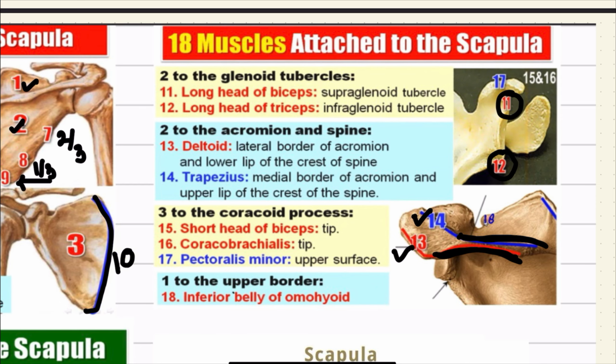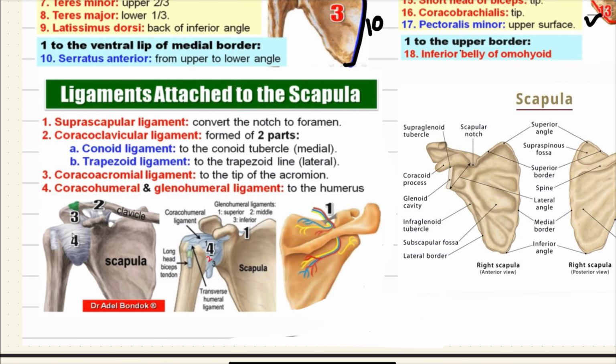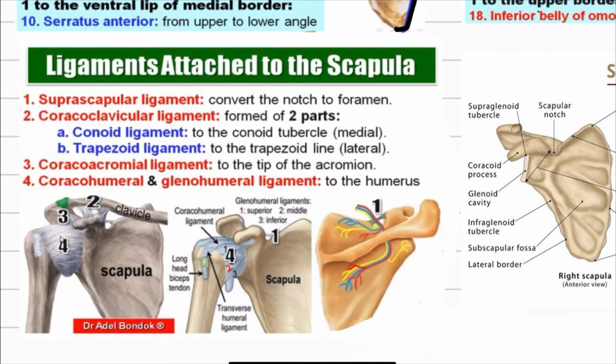इस तरह हमारी 18 मसल प्रॉपरली डिटेलली क्लियर हो जाती है. Now we are left with the last topic, that is ligaments that are actually attached to the scapula. The first one is the suprascapular ligament that converts the notch to foramen. अब देखो we have a foramen like this, we have a notch like this, and जो suprascapular ligament है it actually is attached like this, making it like a foramen passage.